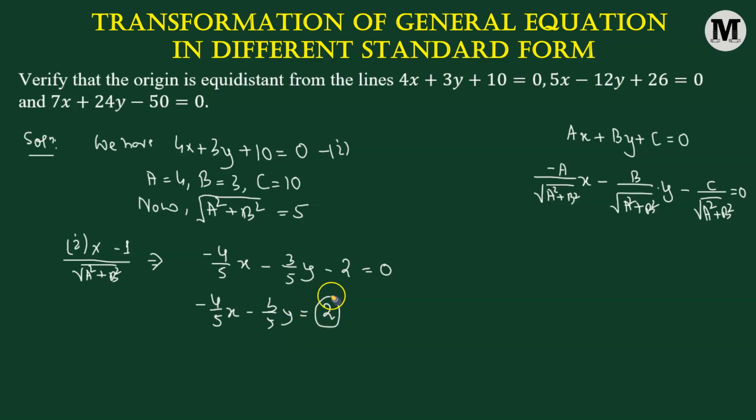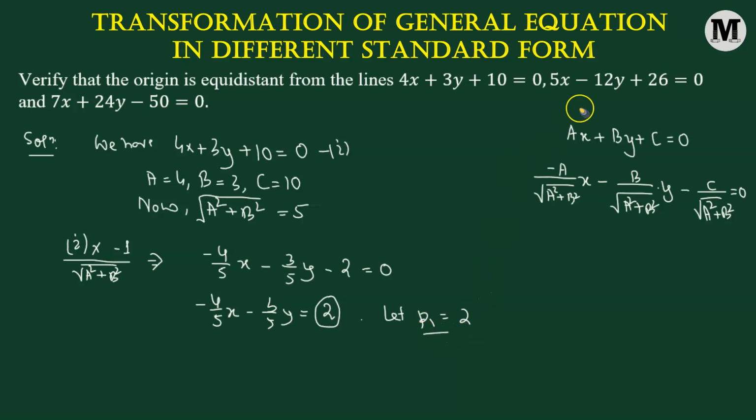Now this value 2 is extremely important here. Let P1 denote the perpendicular distance of the line 4x plus 3y plus 10 equals 0 from the origin. So this is what P1 is.